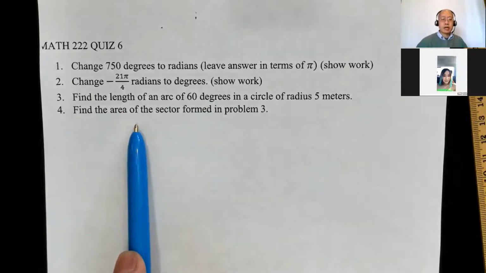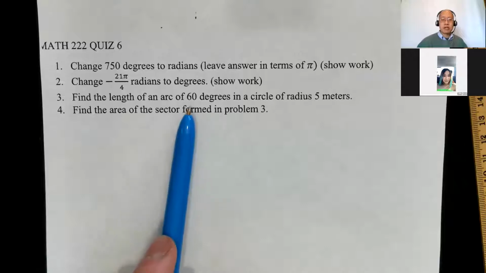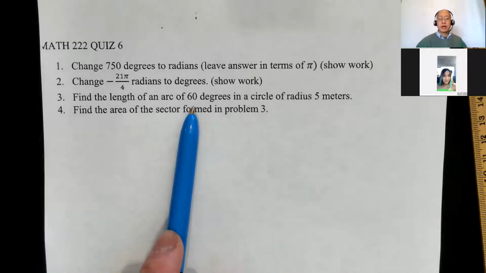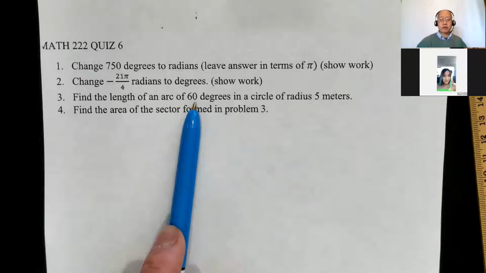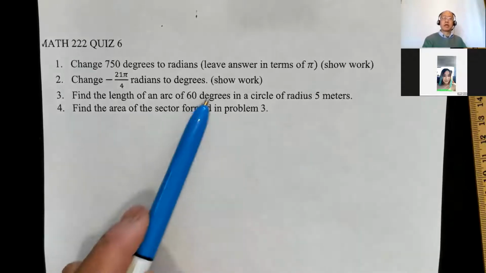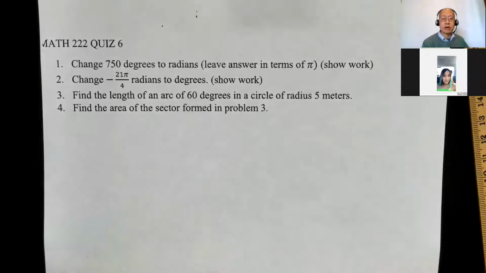And number 4, same thing, except the area of the sector. You've got a piece of pie. Okay, what's the area of that piece of pie? And there's a formula for that. And similarly, you have to have 60 degrees in radians before you start. So I'm giving you way too many hints already. And when we come to an exam, I wouldn't give you this many hints, but quizzes, I don't mind.